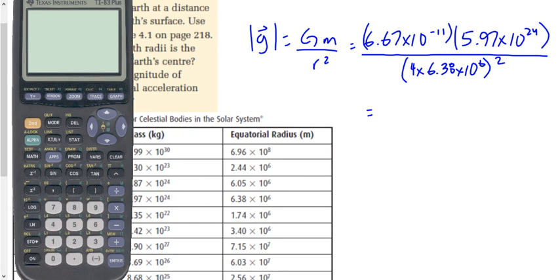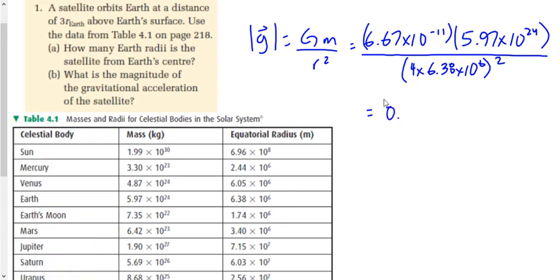Let's say 6.67 times 10 to the minus 11 times 5.97 times 10 to the 24. Let's press equals there and divide by brackets 4 times 6.38 times 10 to the 6. And then we got to square that. I almost forgot to square that. That would be a pretty common mistake, forgetting to square that. So common that I just almost made it. We get a value of 0.611. And we could say meters per second squared, or we could say newtons per kilogram. Either one works just fine.